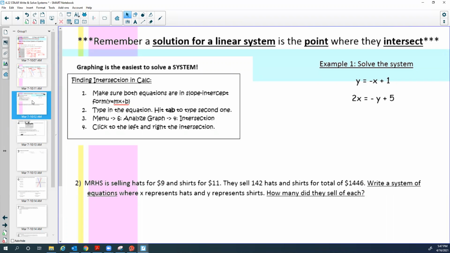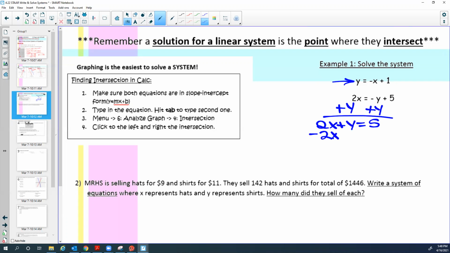So how do we do that? Well, first things first, you must have your equations equal to y. You must have both equations equal to y, otherwise you cannot graph these in your calculator accurately. So one of our equations is already equal to y, but our second one is not. So we have to change this by adding y to both sides to now have 2x plus y equals 5, and then subtract 2x from both sides to get y equals 5 minus 2x.